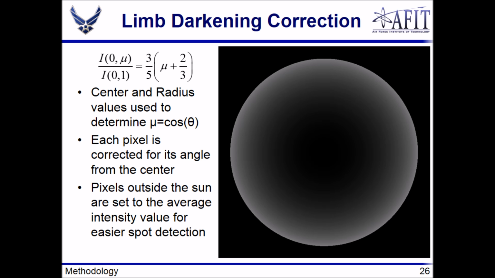And there's some relationship as a function of mu. And so I know now, because I have the center and the radius location, I can figure out what mu is, and then I can subsequently correct all of the pixels using this limb darkening correction process. And then pixels that are outside of the sun are set to basically the average intensity, so that we bring every pixel up to the same level.